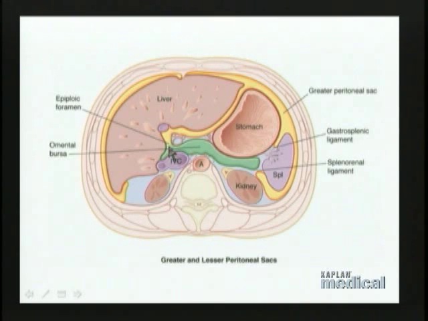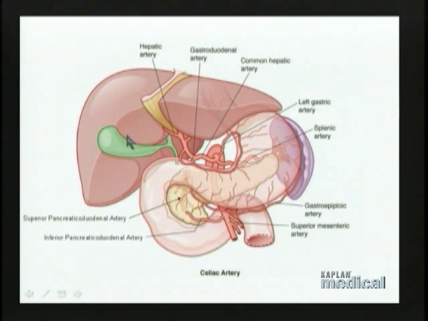And as we pass behind the free edge, we go through the epiploic foramen. As we go through the epiploic foramen, we're passing from the greater sac, which is shown in yellow throughout this picture, GI tract. And from this point on, we can primarily pay attention to adult anatomy, but we'll make some references back to the embryo.